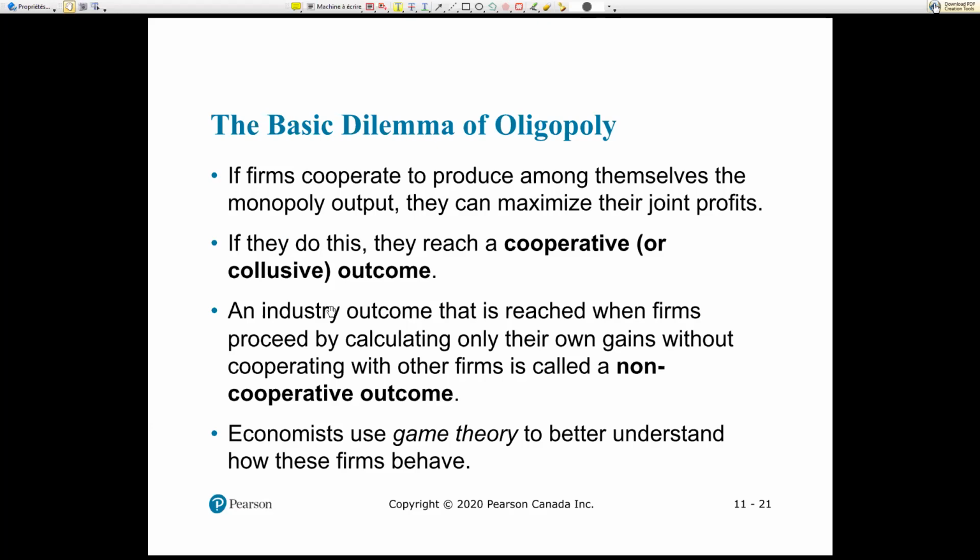The other thing that could happen is that this effort to coordinate with each other doesn't work, and in that case, we get a non-cooperative outcome. So when do we get the cooperative outcome? When do we get the non-cooperative outcome? To predict this, we need some models. We need to use game theory to see what's going to happen.